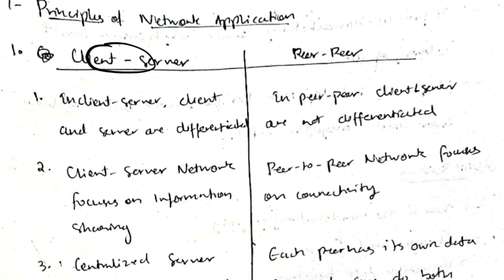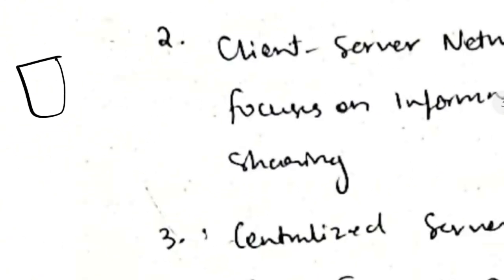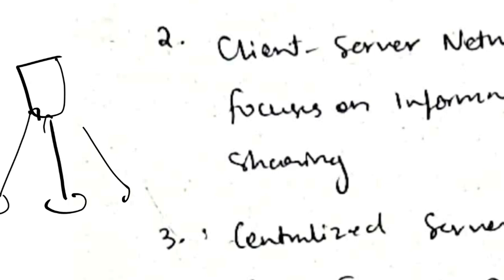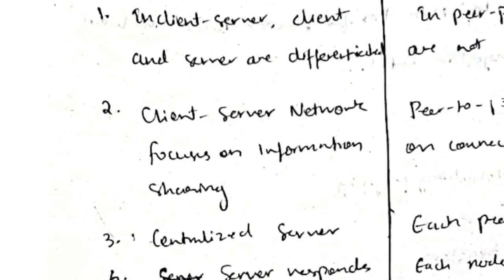Client server and peer-to-peer. Client server means there will be a server which will have all the data of the clients, and the client will be requesting to get the data. Based on each request of the client, the server will be replying. This is known as client server architecture.